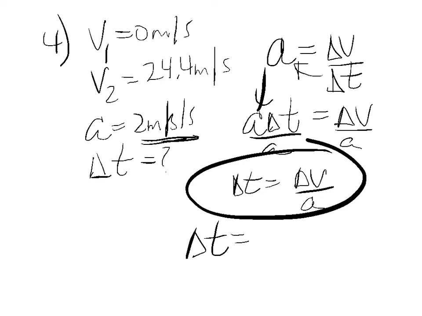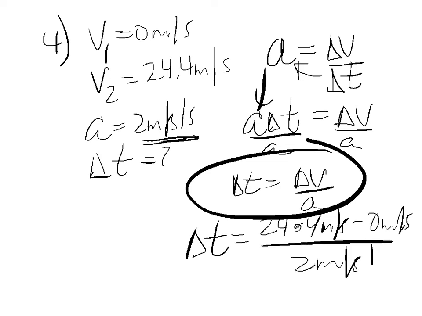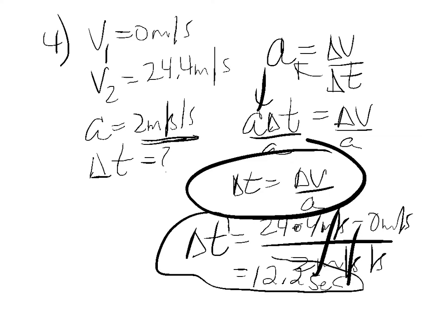So change in velocity is V2 minus V1, so 24.4 meters per second minus 0 meters per second, all over 2 meters per second squared, and then freaky fact of physics, meters per second divided by meters per second cancels. And dividing by something twice, actually, if you remember, it makes it invert and flip to the top. So I end up with 12.2 seconds worth of time that it takes for these kids to get up to highway speed. Okay, fair enough. And there you go for number 4.